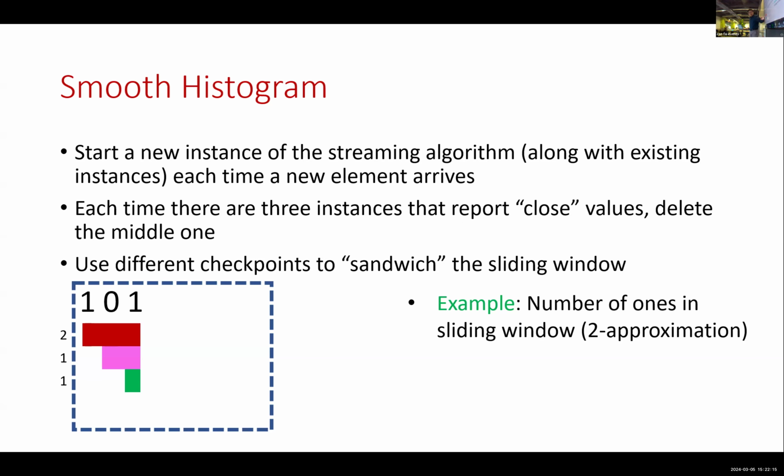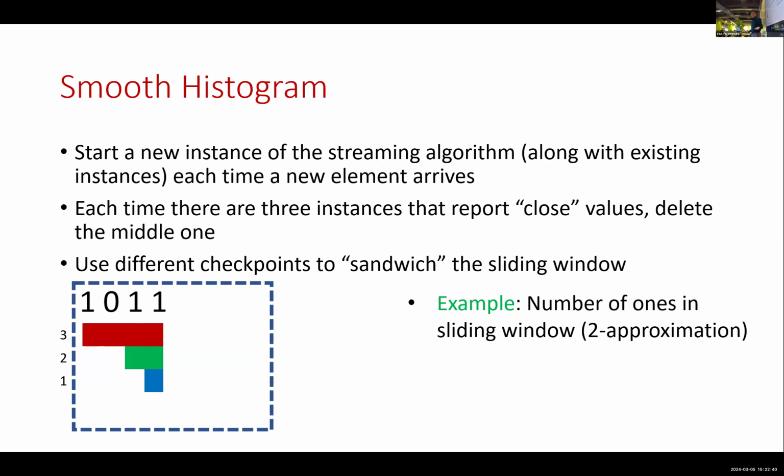Now this middle one is a 2. So the first one and third one are within factors of 2 of each other. And the number of ones is a monotonic function. So this pink one will always be within a factor of 2 of the output of the red algorithm and the green algorithm. So in some sense, it's extraneous. We don't need it. Let's delete it and move on.